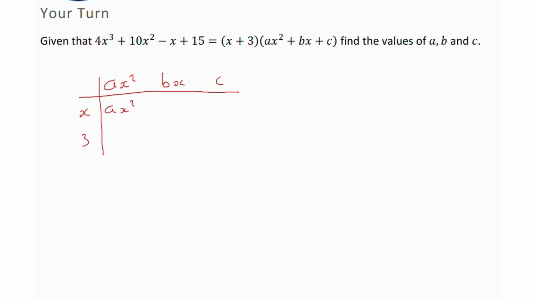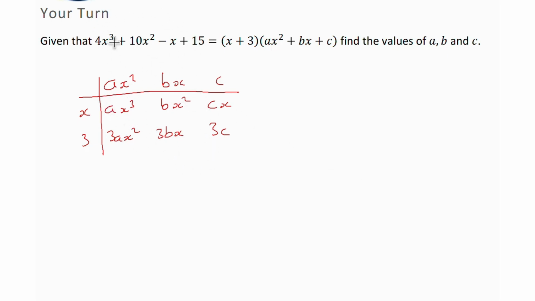Gives me ax cubed, bx squared, cx, and then 3ax squared, 3bx, and 3c. Now, by equating coefficients, I know that this expansion has to be equal to this.